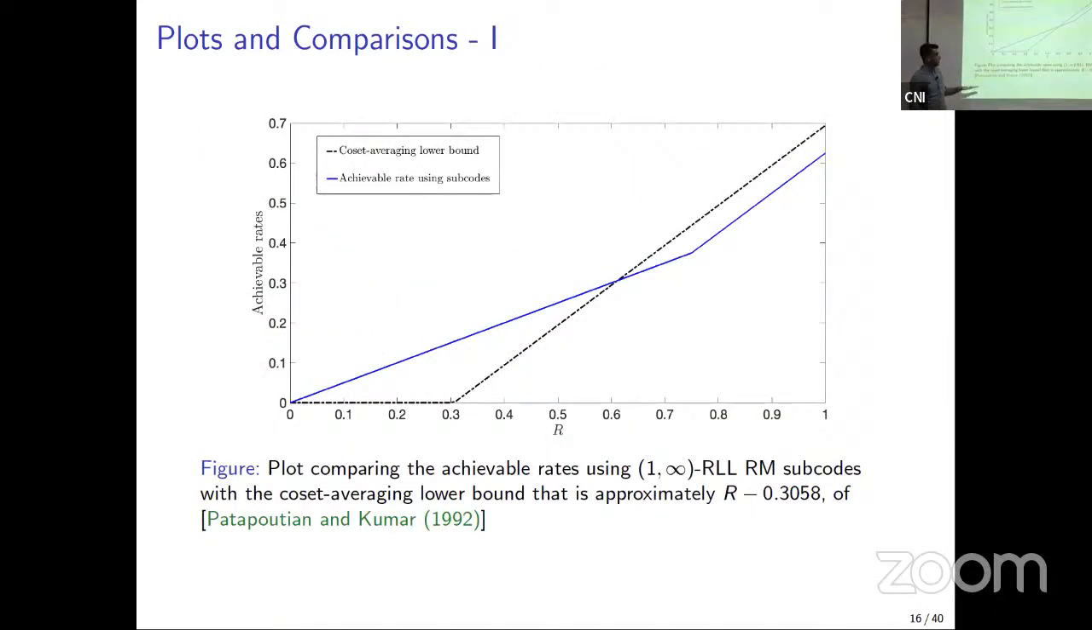Right, this is all dry talk. So let us look at pictures to see how this compares with known results. The black line that you see here is what is called the coset averaging lower bound. It's basically the simple existential lower bound, which tells you that there must exist some coset of any linear code which has at least so much rate of d infinity r subcode. Okay. So how is this lower bound obtained? It's a very simple argument.